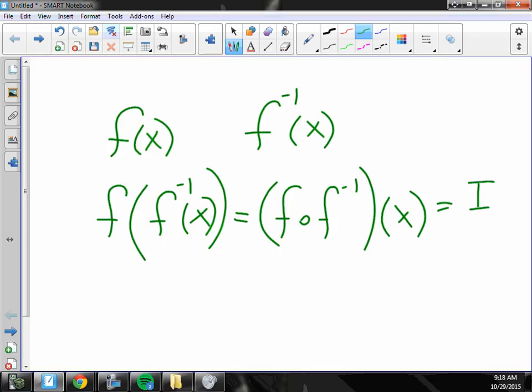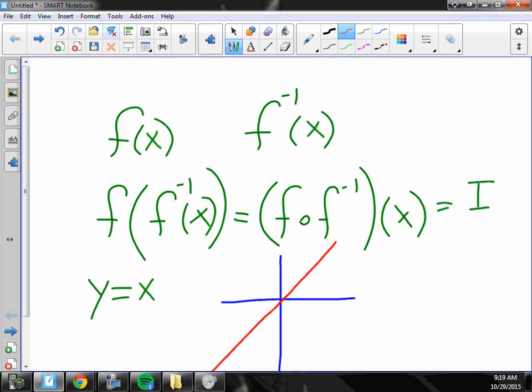But the question is, what function does nothing? Is there a function out there that doesn't change anything? Well, it's the function where if you plug in 3, you should get out 3. If you plug in 7, you should get out 7. So the function is y equals x, which happens to be this line right here. Oh, imagine that.